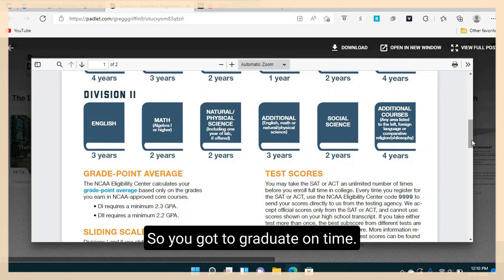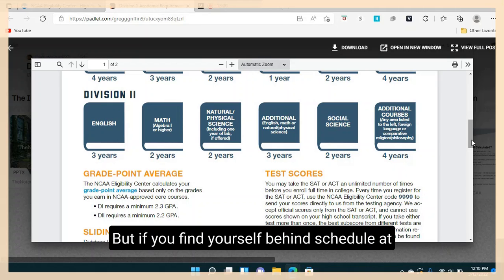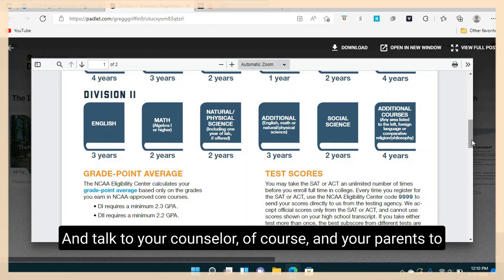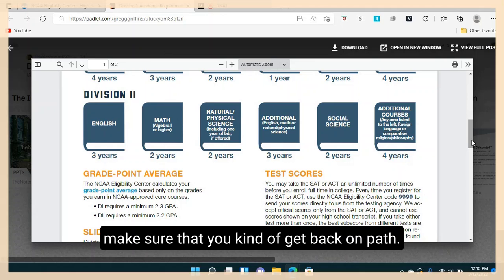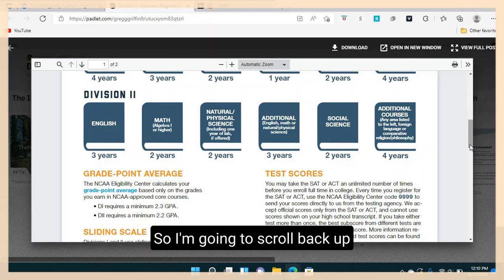So you got to graduate on time. You have to be kind of, where you need to be. And some people do that in a variety of ways. But if you find yourself behind schedule at any point in time, communication is key. Planning is key. Talk to your coach if he or she is the point person on that, and talk to your counselor, of course, and your parents to make sure that you kind of get back on path.